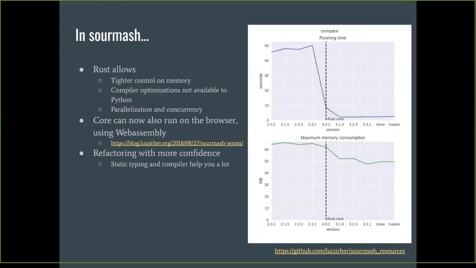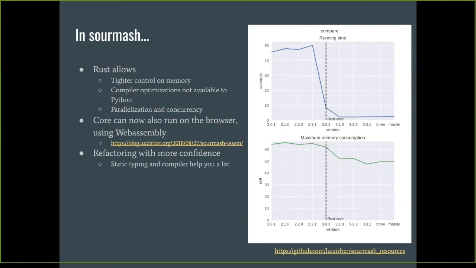This led to huge improvements, and Rust allows tighter control on memory consumption. The Rust compiler can also do optimizations that are pretty much impossible to do in a dynamic language like Python. Maybe you could do some of them with PyPy or a JIT compiled version of Python, but there are other complications there. And because of how memory is structured by Rust, it also helps to unleash parallelization and concurrency without all the shared memory problems and deadlocks that happen with other languages.